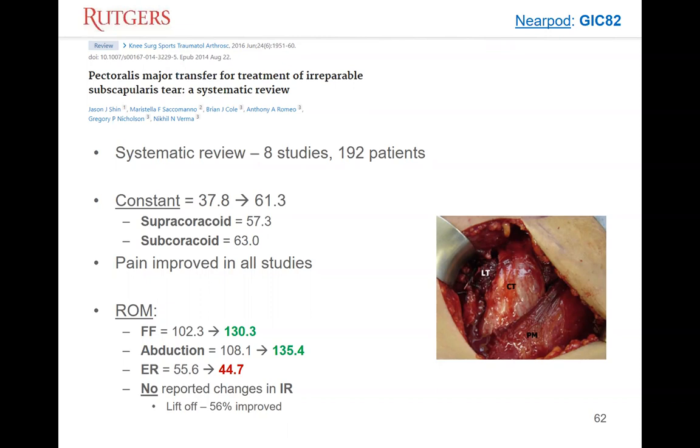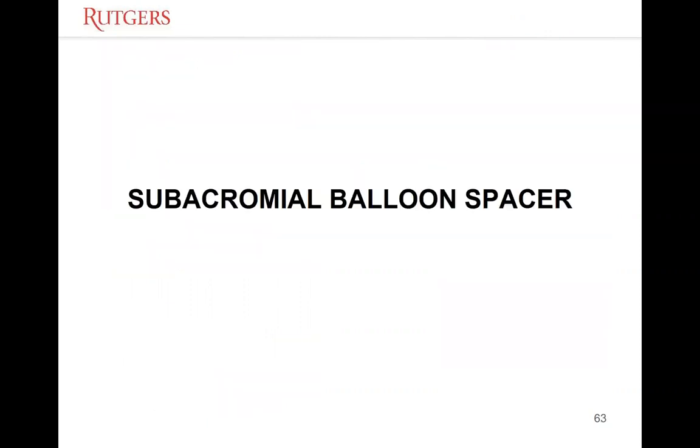Range of motion improved in forward flexion and abduction, but remained the same in internal rotation and external rotation. And lift-off tests resolved in a majority of patients. Overall, the pec transfer seemed to improve the function, though the relatively low final Constant scores highlight the salvage aspect of this procedure. Similarly, the protocols in each study were different.